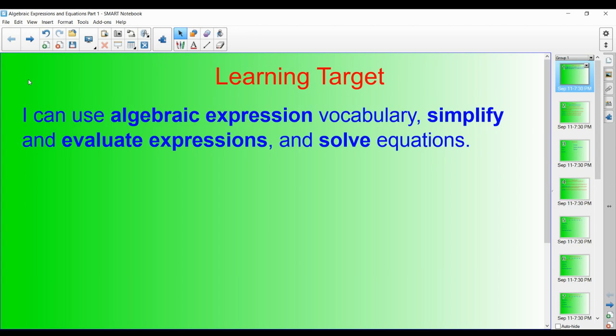Hi everyone. Today we're going to learn about vocabulary, notation, and how to start looking at algebraic expressions and algebraic equations. So there's a subtle difference between the two. We're going to look at them, the vocab related to it, how we set them up, and look at some word problems.